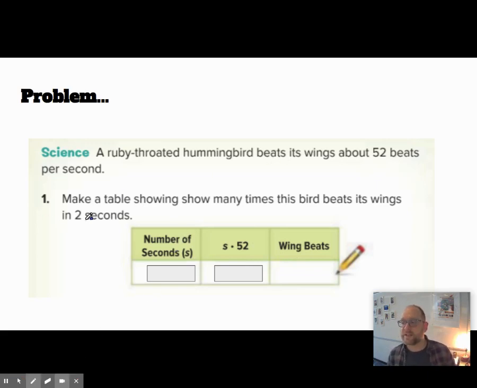The number of seconds we said is 2 seconds, right? So our S in this case would equal 2. So we'll take our 2 and we'll plug it in for the S. 2 times our 52 beats, and that is going to give us our total number of wing beats. And 52 times 2, well, 2 times 2 is 4, and of course 2 times our 5 is 10. So we would have 104 beats in 2 seconds. There we go.